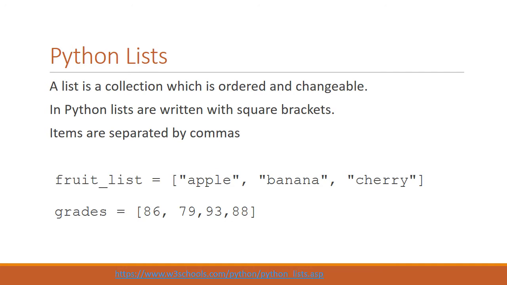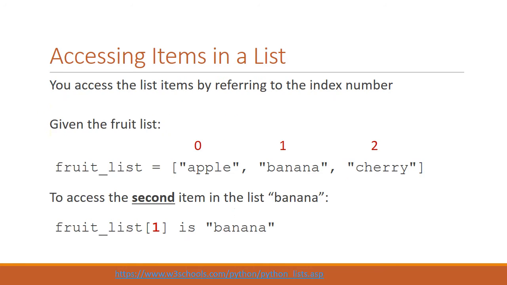Here we have 2 simple examples of Python lists. Python lists are ordered and changeable. They're written with square brackets, and the elements within the list are separated by commas. Our first example, fruit list, is a list of strings, and the second list, grades, is a list of integers.